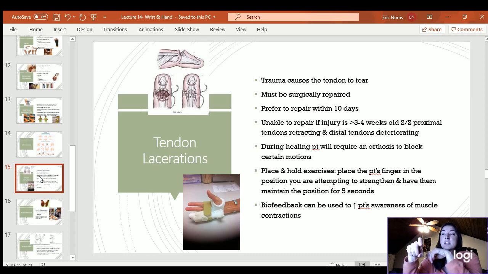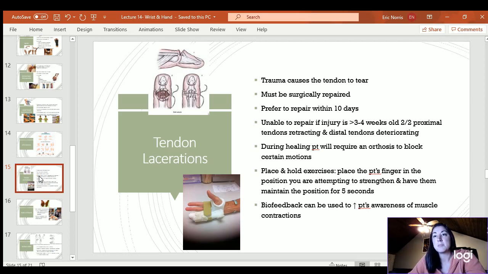So maybe they're stuck in this position and you're trying to strengthen towards extension. You put them in extension and you cue them to hold, and you remove your hand, and of course it may start slightly going towards flexion, but they're trying their best to hold it in an extended position. Usually about 5 seconds is how long we would cue for that.